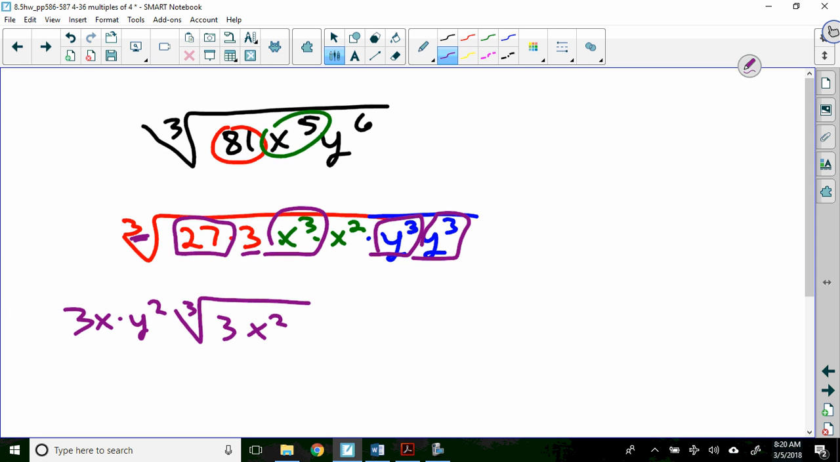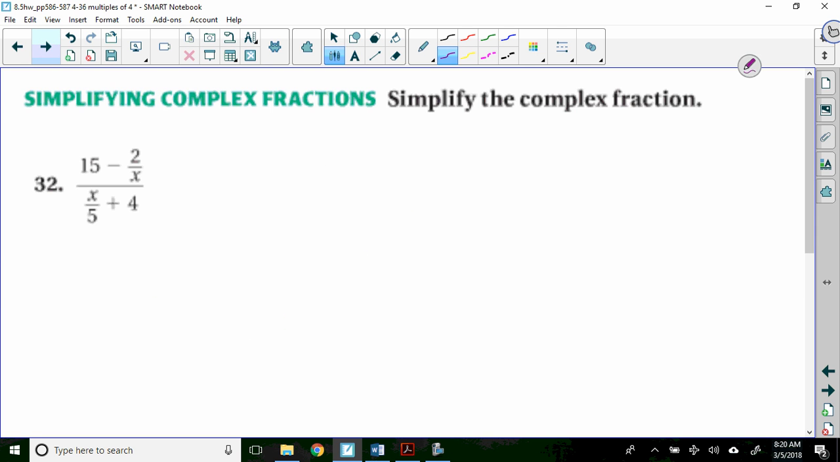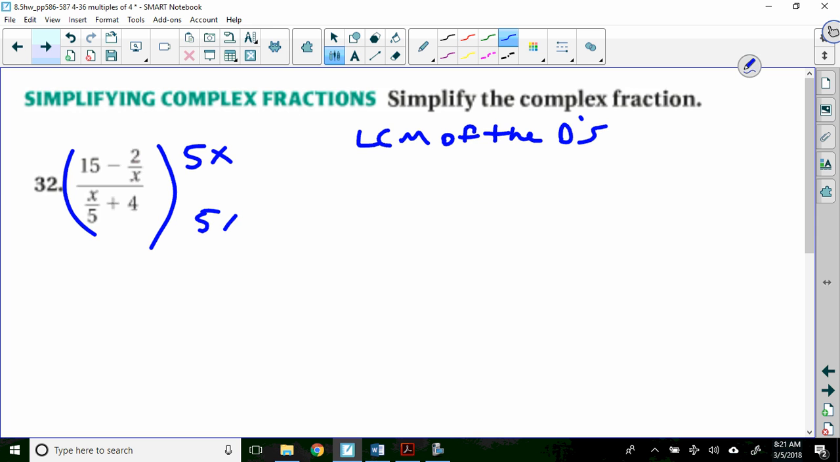So that's coming. 32. These are the ones. There is one just like this on the test, on the quiz. On this, you have to look at the LCM of the denominators. So if we're looking at x and 5, it's 5x. So we multiply by 5x over 5x.